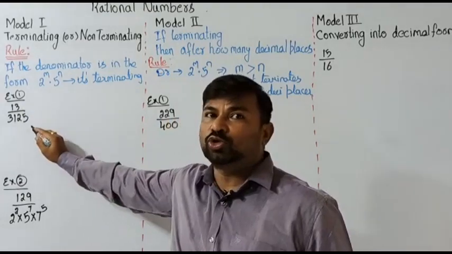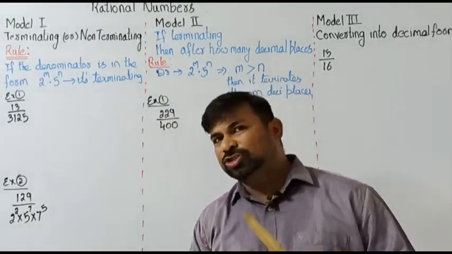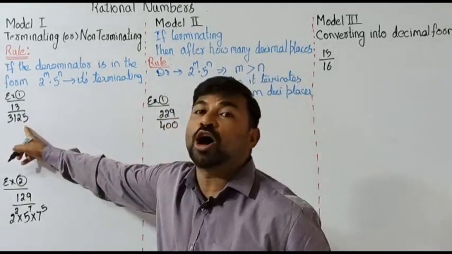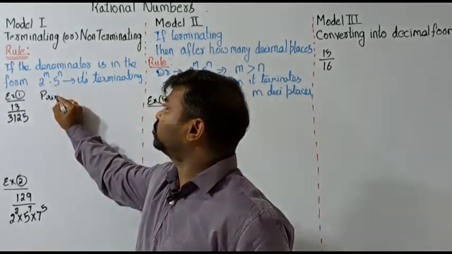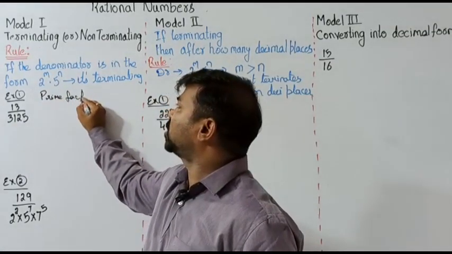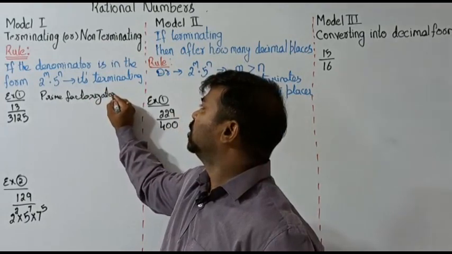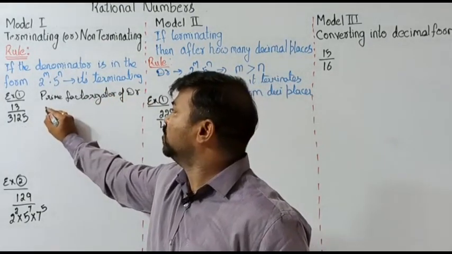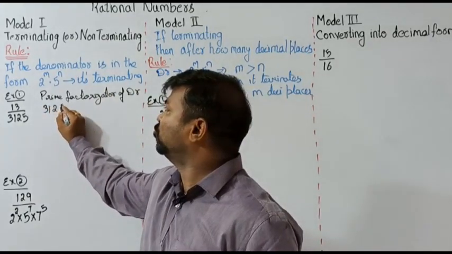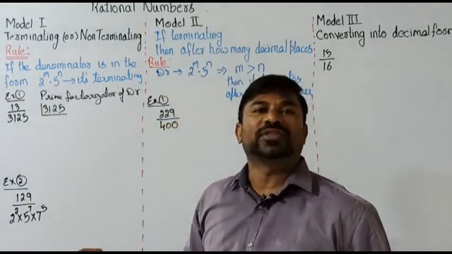13 by 3125 is the rational number given. Why? Because it is in the p by q form. Let's check how we can write the denominator of that one. So, prime factorization of the denominator. What's the denominator here? We have 3125. Okay, so let's do the prime factorization of that one.